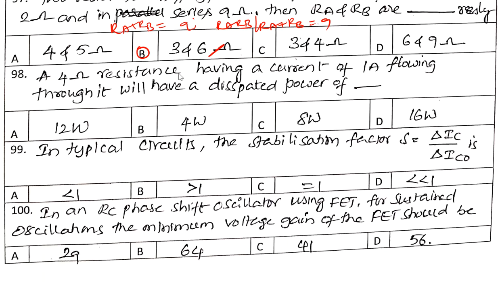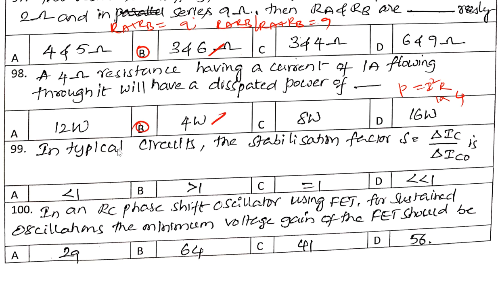A 4 ohm resistance having a current of 1 ampere flowing through it will dissipate the power of? So simply P is equal to I square into R. I will be 1, I square into R. So R will be 4 here. So the simple answer is 4 watts. Other options are 12, 8, 16.